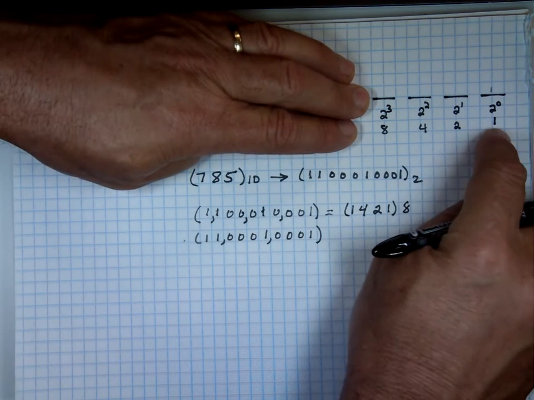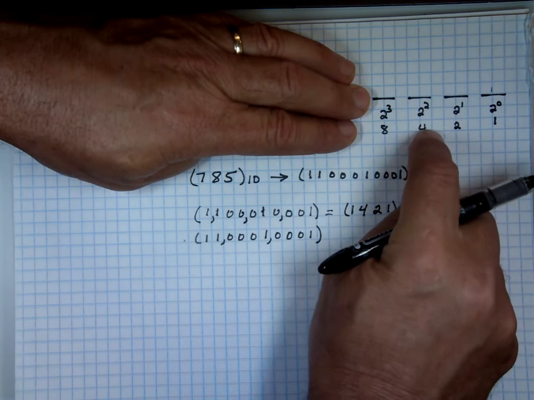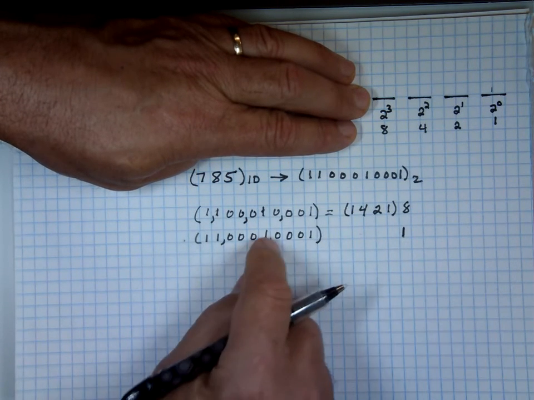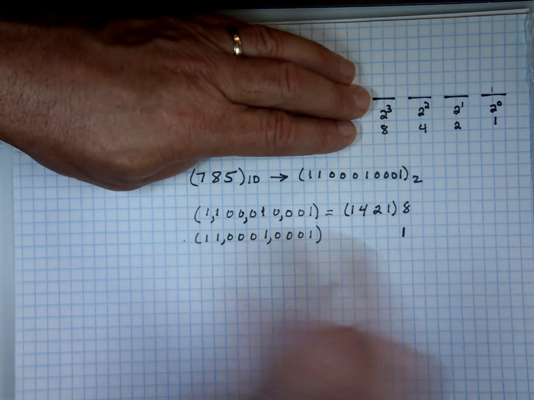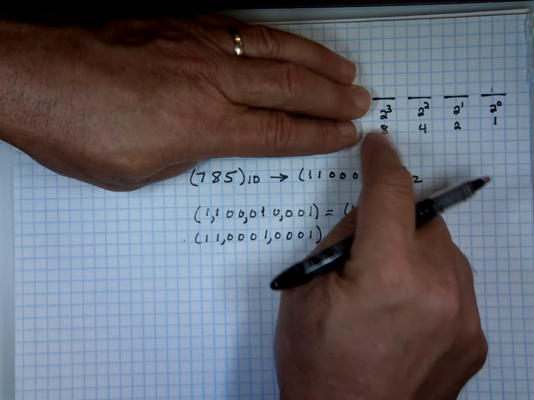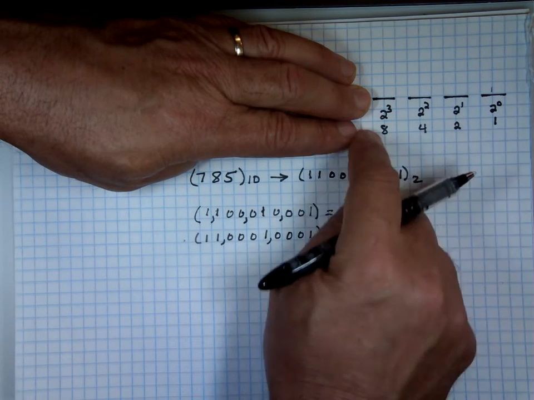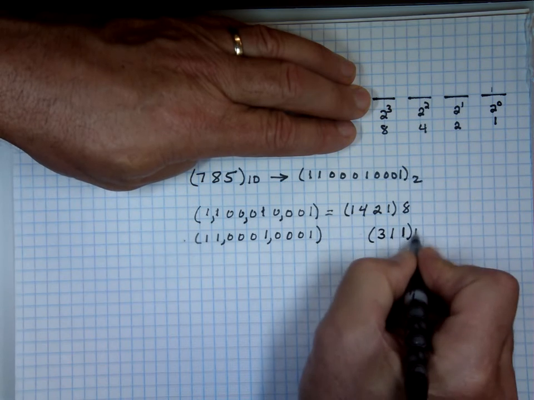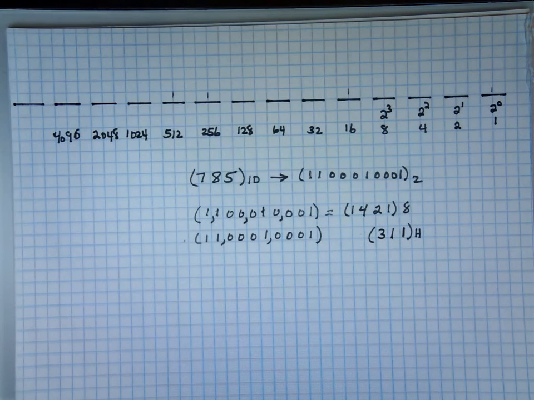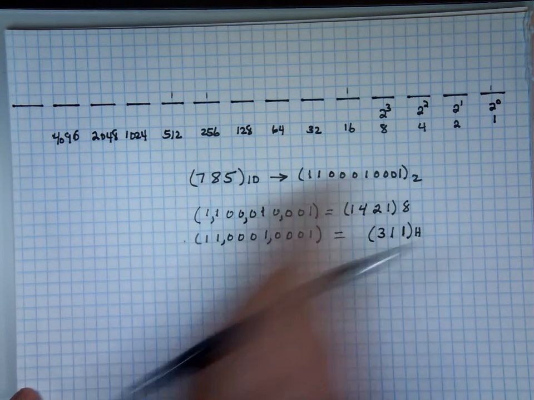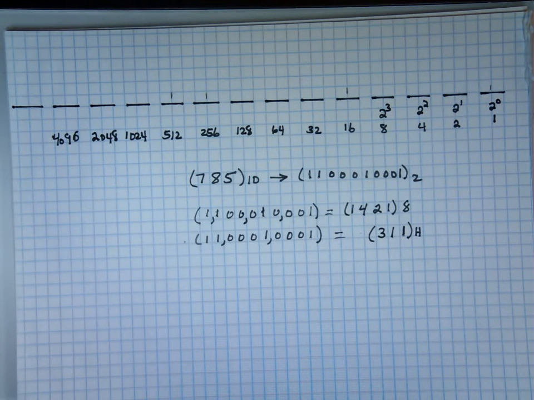You have a 1, 0, 0, 0. That's the first one. That's a 1. Next, 1, 0, 0, 0. That's a 1. Then 1, 1, 0, 0. What's 1, 1, 0, 0? What's 1 and 2? 3. That's hexa. So we just converted that number quickly to binary, quickly to octal, quickly to hexadecimal.